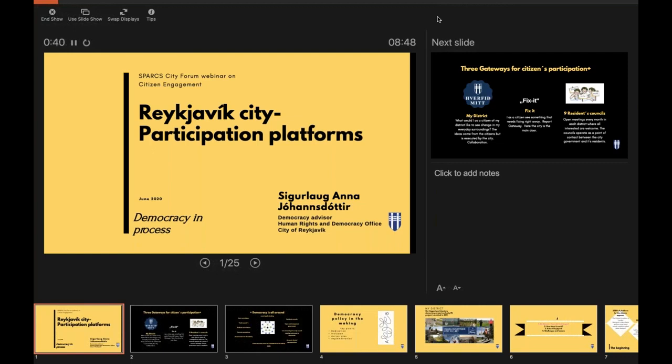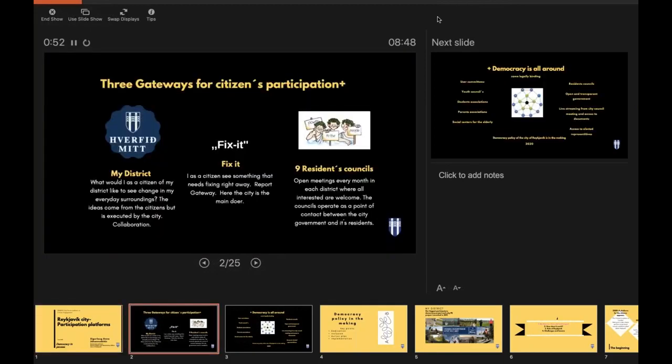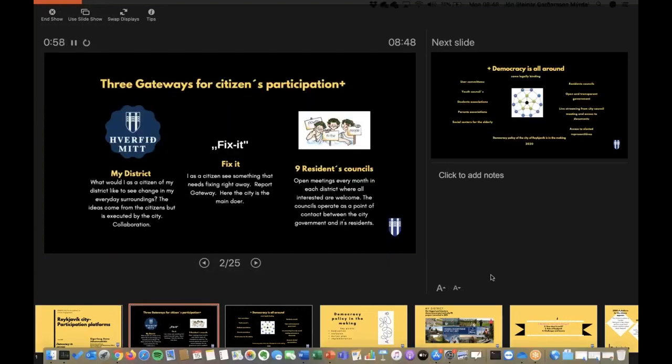How we do democracy in the city of Reykjavík is what I'm going to be talking to you about, and how people can participate in decision-making processes. So to jump right in, we have three main gateways for citizens' participation, but then you see the plus sign on the top there. So these are not the only ways people can participate. I will be mostly talking to you about the project My District, which is the participatory budgeting project, and it is the main gateway for people to participate.